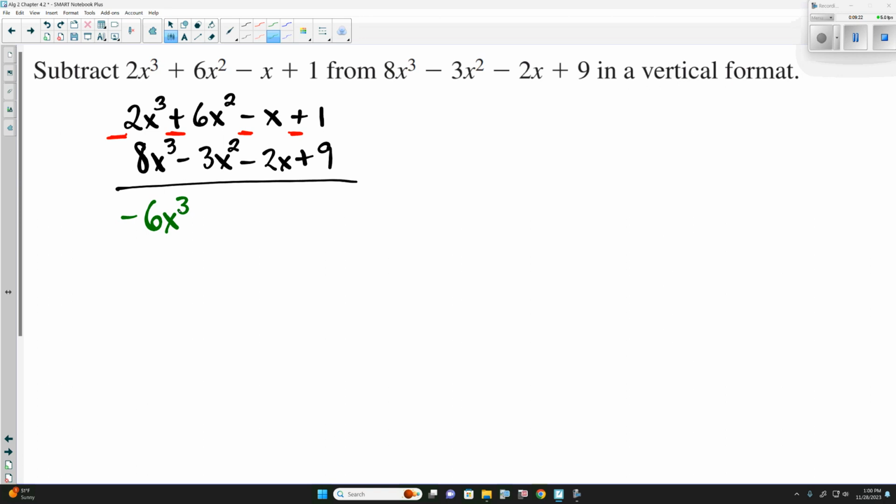Our next one, 6x squared minus negative 3x squared. The negative and negative would make a plus. So 6x squared plus 3x squared would be plus 9x squared. Our negative x minus negative 2x. The negative and negative would make a plus, telling us that we have negative x plus 2x, which would be plus x. And lastly, 1 minus 9 is negative 8.